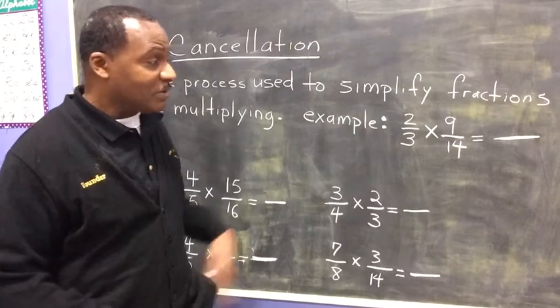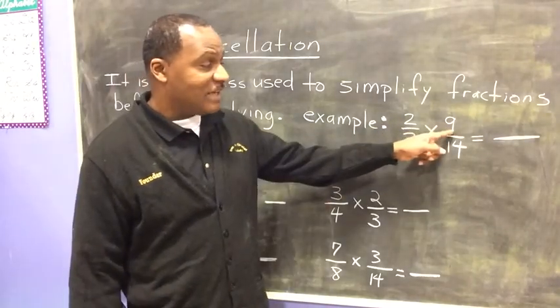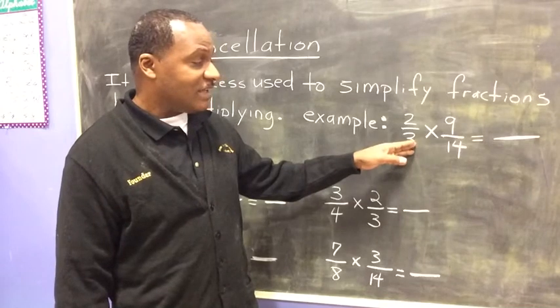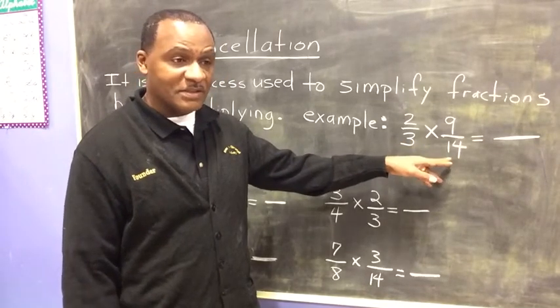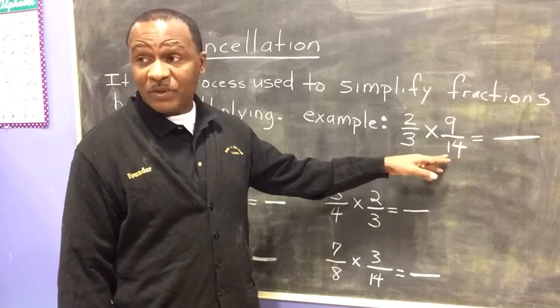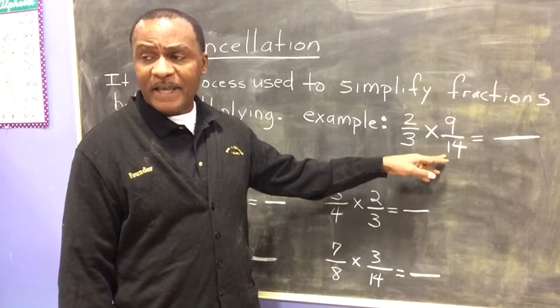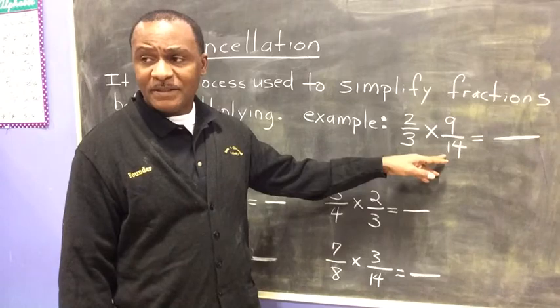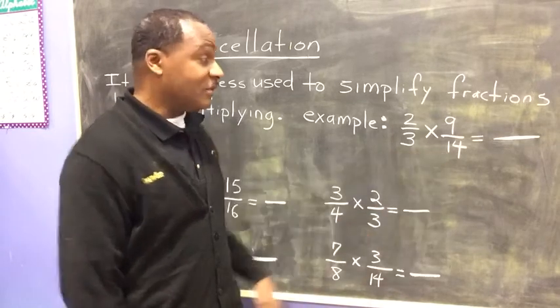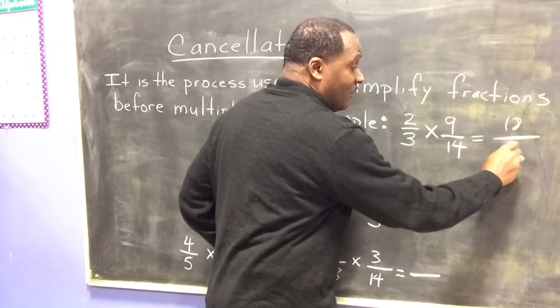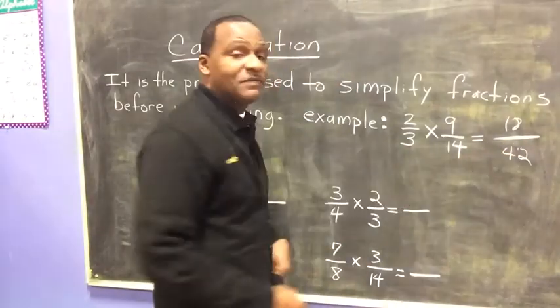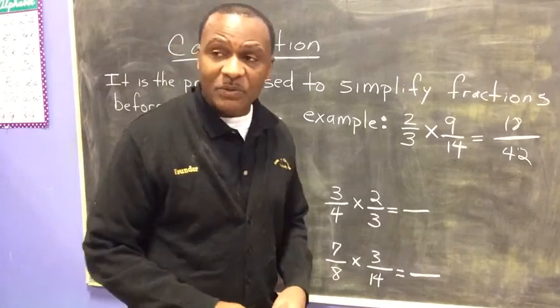Now, I did have some people in the classroom who actually did multiply them straight across, and as they multiplied, they found out 2 times 9 is 18, and then 3 times 14. Did anybody do that one? What was 3 times 14 on that one? Yes. Did anybody do that? 3 times 14? Yes. Over 42 is 18 over 42, and they did it like that, 18 over 42, which was 3 times 14 is 42.